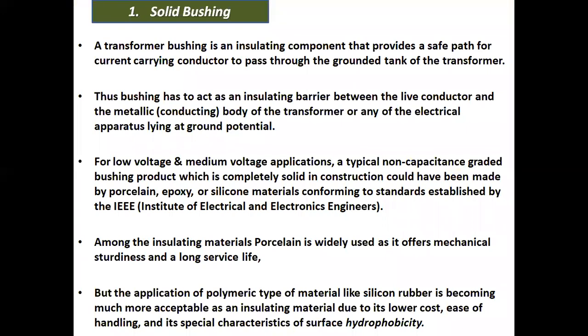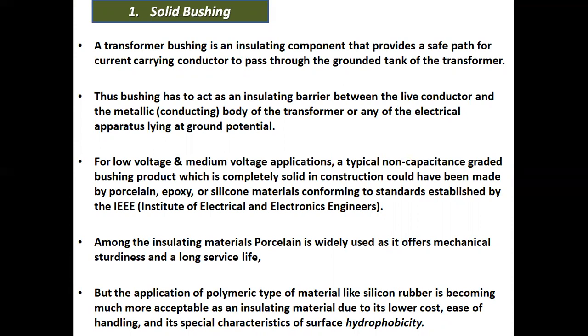Now let's discuss solid bushing. A transformer bushing is an insulating component that provides a safe path for a current carrying conductor to pass through the grounded tank of the transformer. Thus, the bushing has to act as an insulating barrier between the live conductor and the metallic, that is conducting, body of the transformer, or any of the electrical apparatus lying at ground potential.